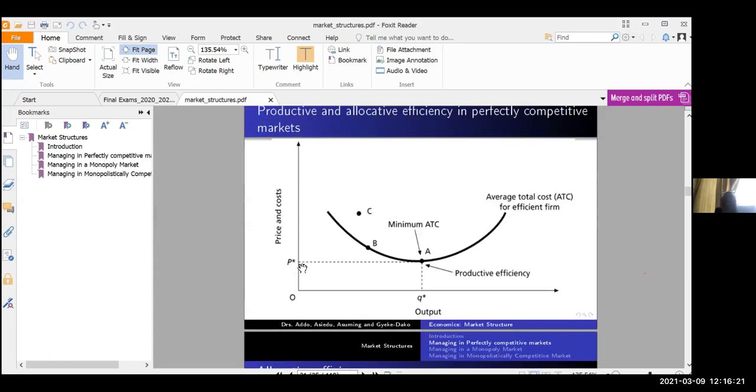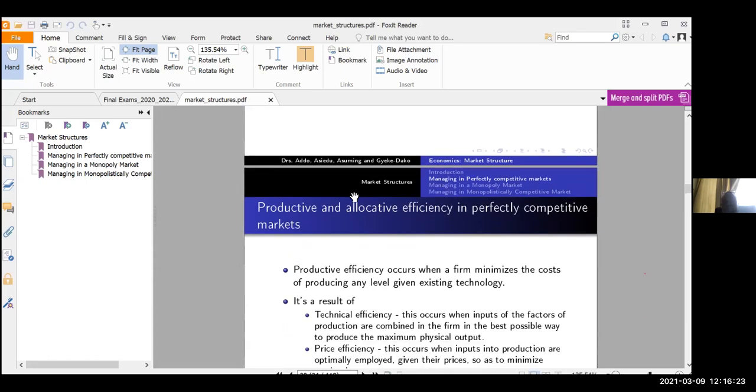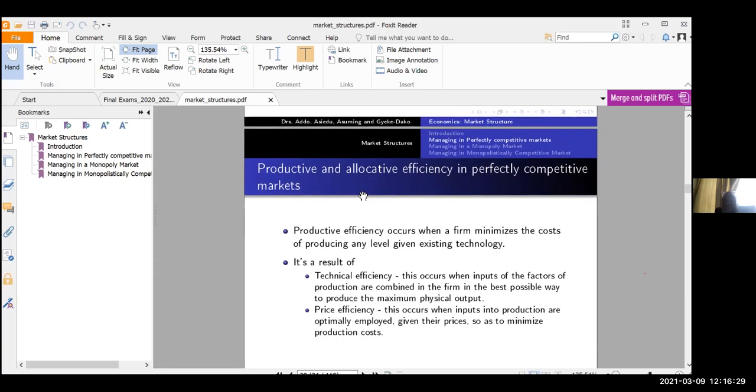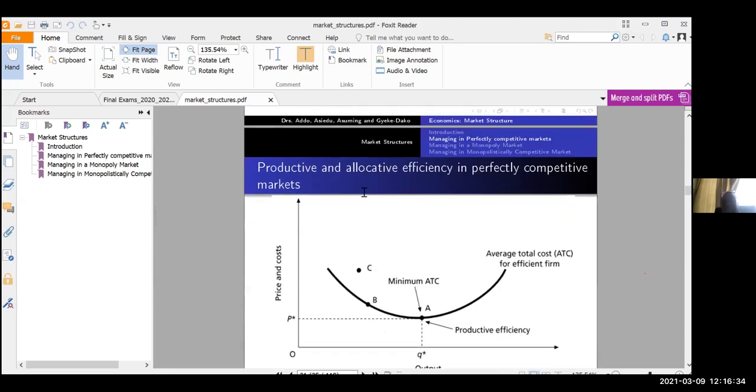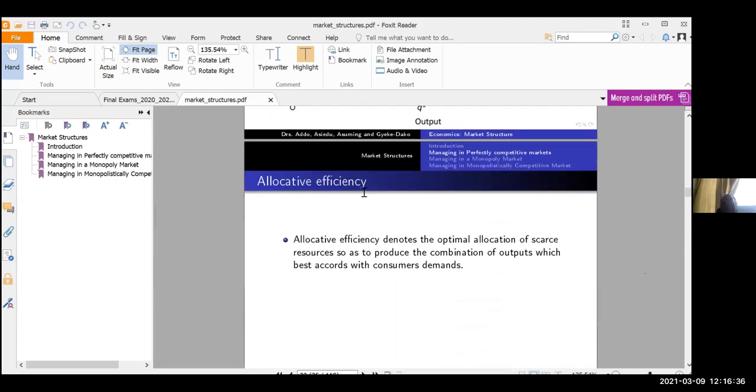All right, we talked about productive efficiency and allocative efficiency. We've already emphasized productive efficiency. We will look at a broader concept of allocative efficiency. So at the core of allocative efficiency is the fact that resources are scarce, so you have a resource constraint. We are saying that allocative efficiency denotes the optimal allocation of scarce resources.